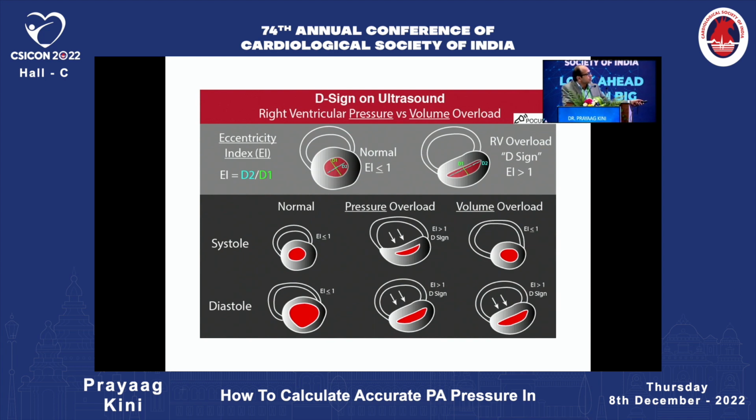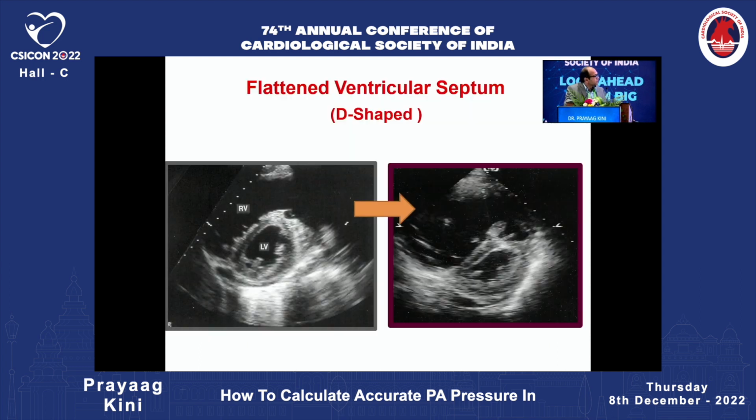So you have a pressure overload here. So the EI starts to go more than 1. So that's the D2 by the D1. If it is volume overload, it would be less than 1 again. So PAH, you'll have this kind of a pattern where there's an EI of more than 1.